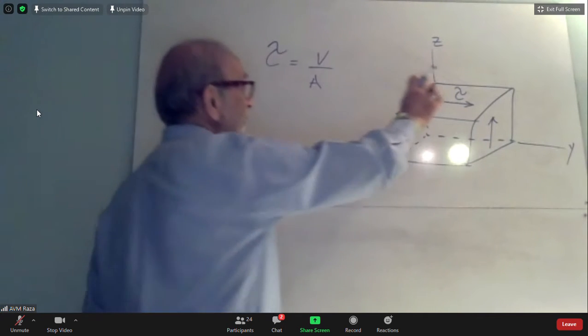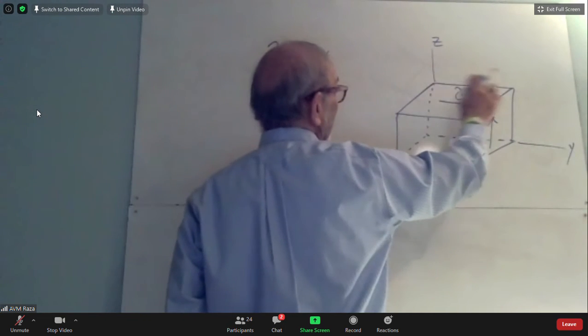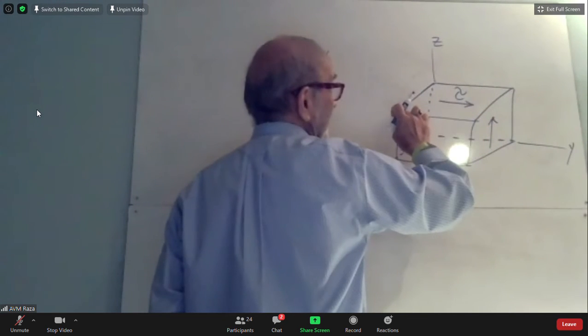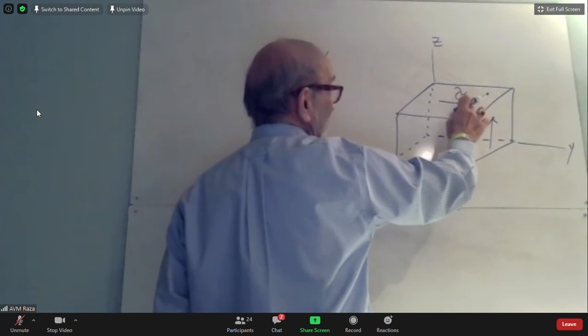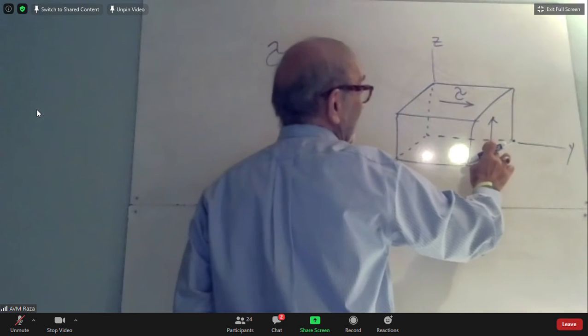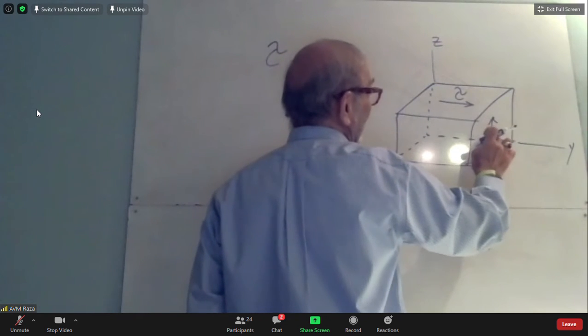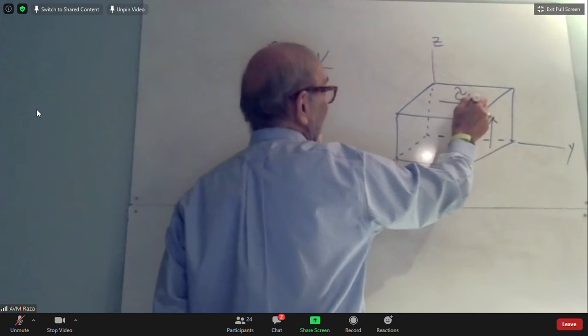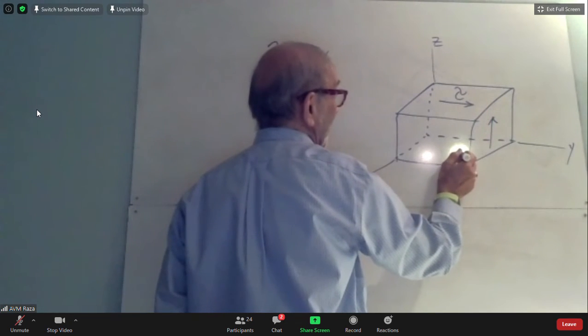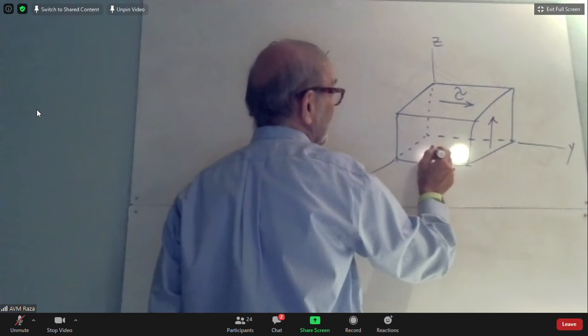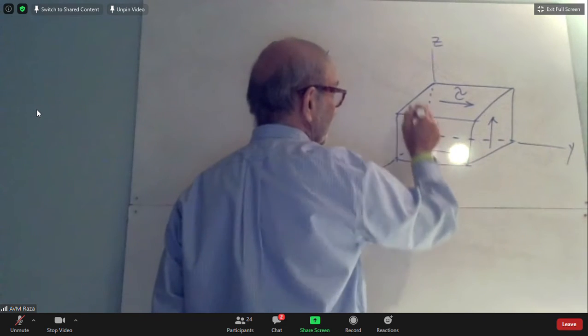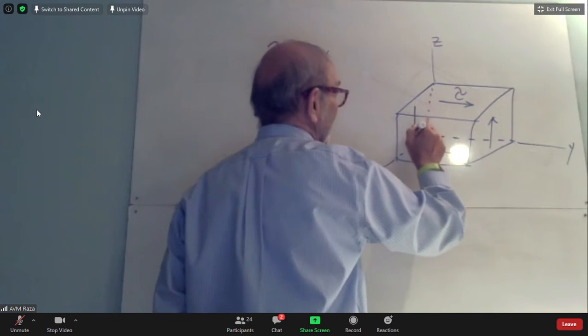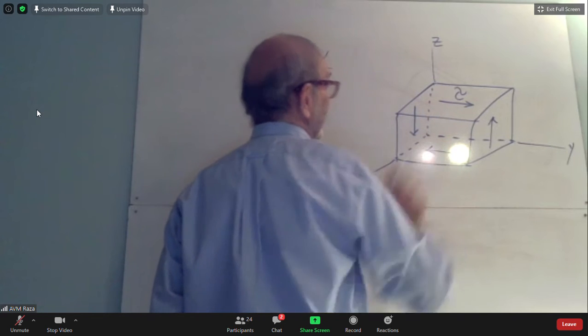So if I have a tau on the z face, it will require that there be an equal and opposite tau on the y face, and similarly for this tau, there will be another one on the bottom face in the opposite direction, and one on this side like this and like this.